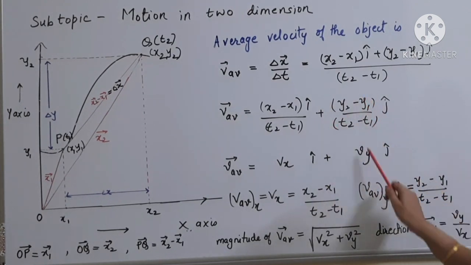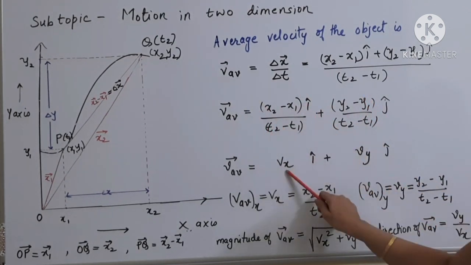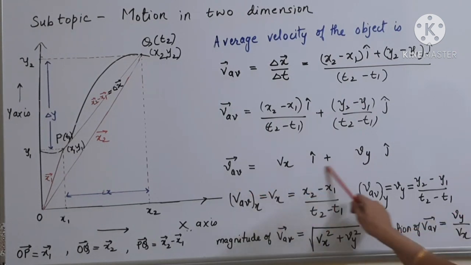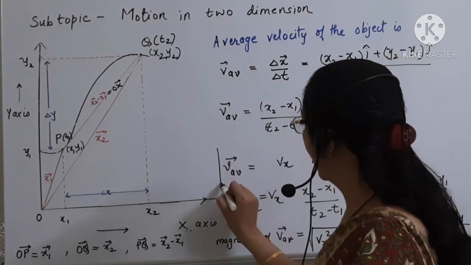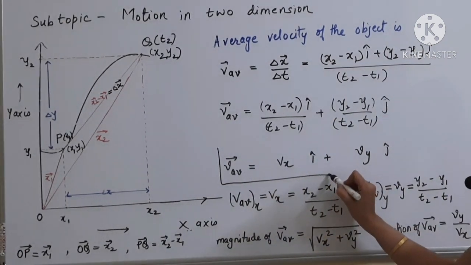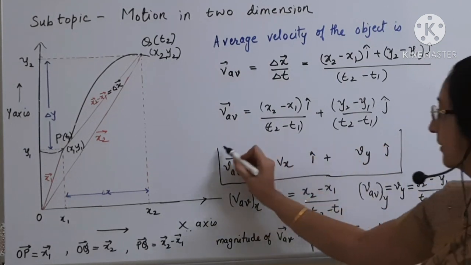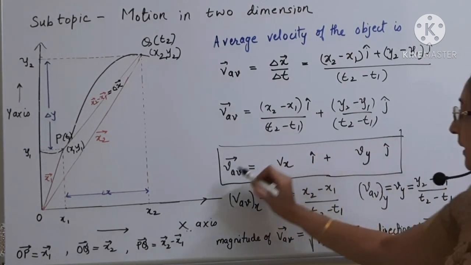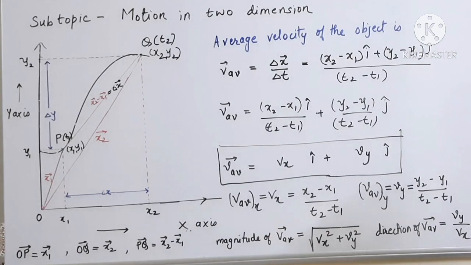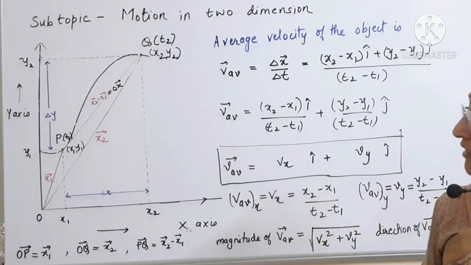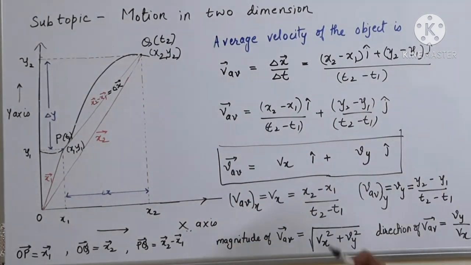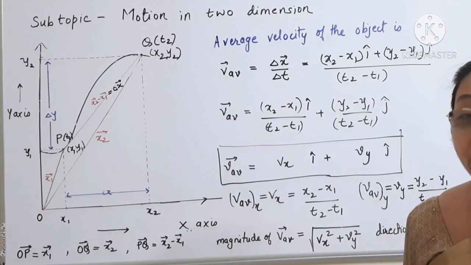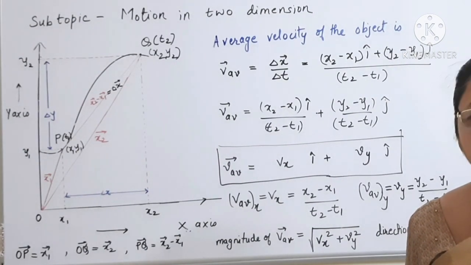म्हणजे हे याला आपण vy लिहिलं, याला आपण vx लिहिलं. So in this way we have found the average, this is the average velocity of the particle which has moved from the point P to the point Q. Now, after finding the average velocity, we want to find the magnitude of the average velocity. आपल्याला त्याचा magnitude find करायचं आहे.